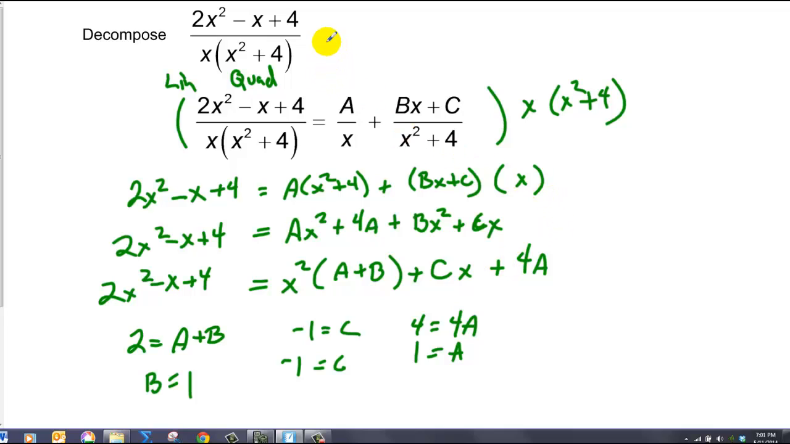So now I'll go ahead and write my decomposed fraction. My a value is 1 over x. We had a b value of 1, so that's 1x minus 1, since c is equal to negative 1, over x squared plus 4.